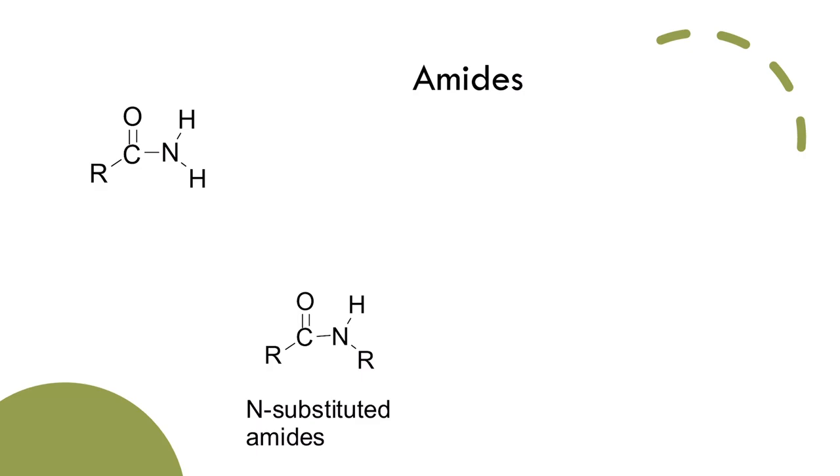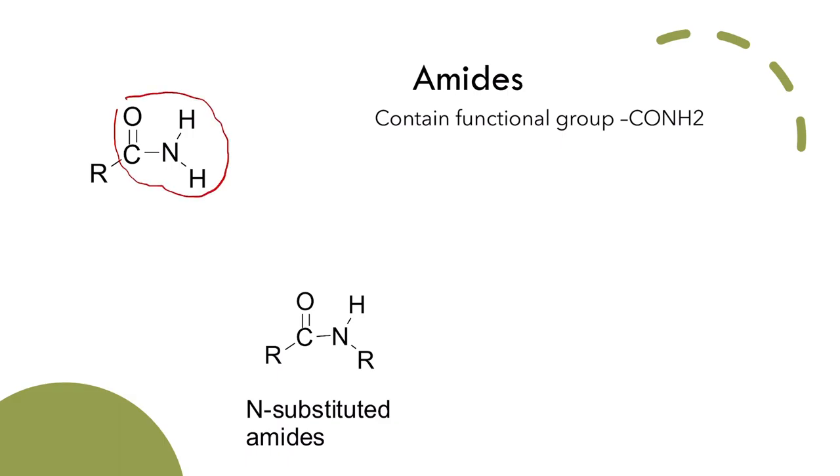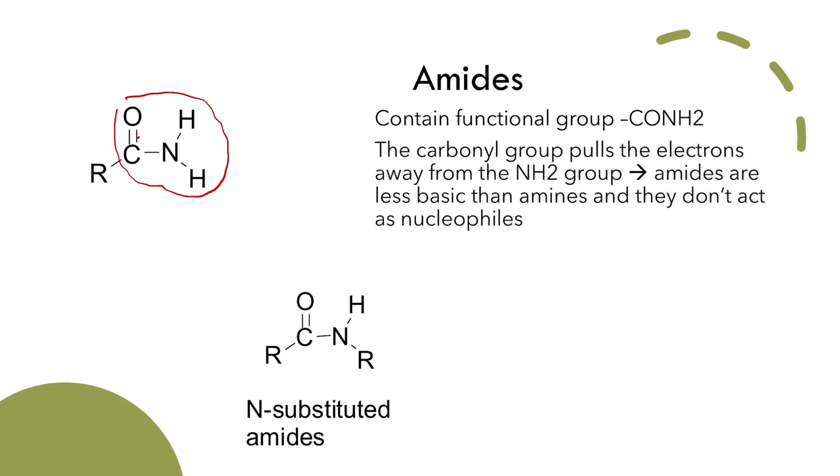Amides are different from amines. They have the functional group C double bond O and NH2. These are one of the derivatives of carboxylic acids. The carbonyl group in the amides pulls the electrons away from the nitrogen of the NH2. So amides are less basic than amines and they do not act as nucleophiles. So they behave differently from the amines. And also we can have N-substituted amides, where the hydrogen here is substituted with an alkyl group.